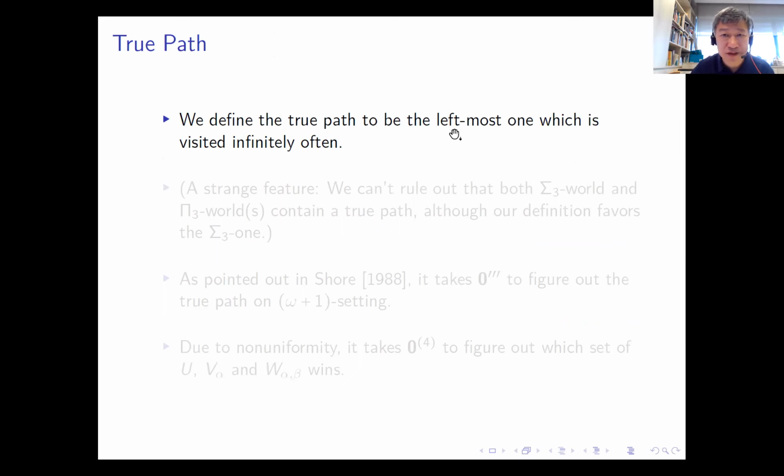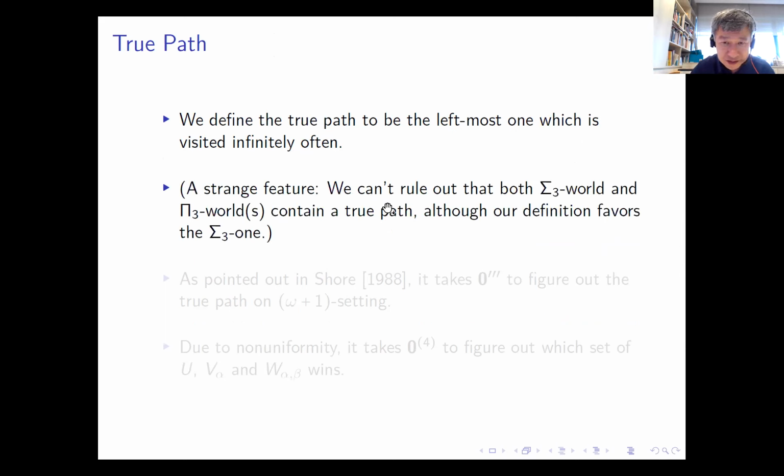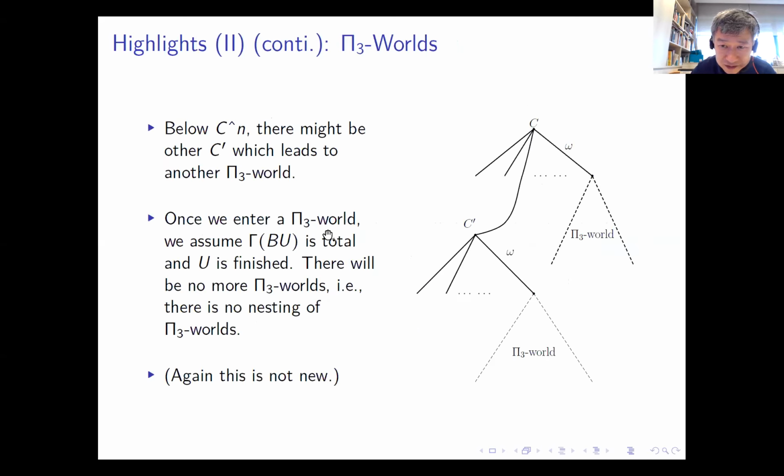So we'll define the true path to be the leftmost one which we visit infinitely often. There is a strange feature that we cannot rule out there being more than one true path. So let me go back to this picture. So it is possible that we have a true path. The word true path I use is the traditional reading of true path, which is the leftmost path visited infinitely often. Now in our construction, I define a true path in a very special way. So the word true path probably has an ambiguous meaning, but in any case, let me just continue.